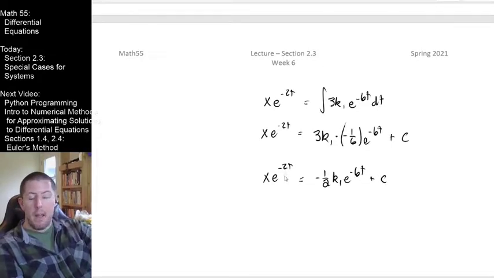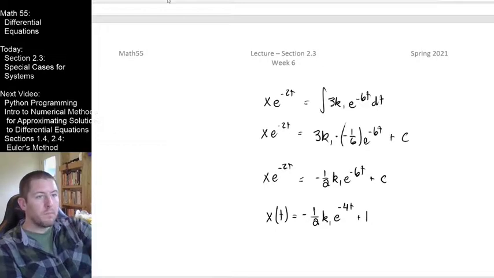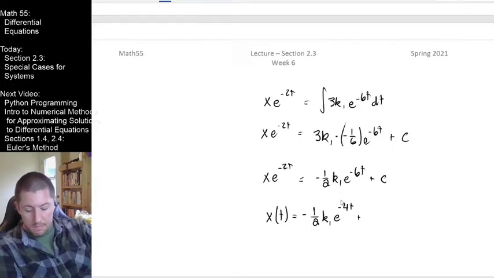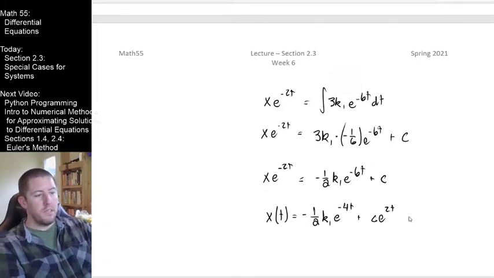And we solve by multiplying by e to the positive 2t to cancel the e to the negative 2t that we have over here. So my final equation for x of t, multiplying by e to the positive 2t to cancel the e to the negative 2t, is going to give me negative 1/2 k1 e to the negative 4t plus c e to the positive 2t, right? We multiplied by an e to the positive 2t that was out there.